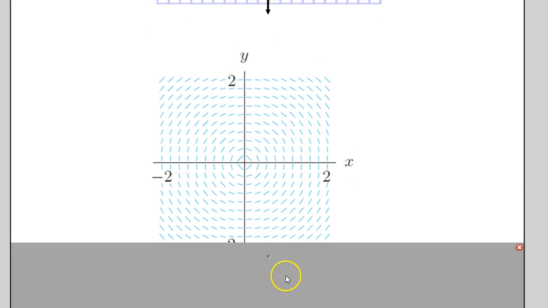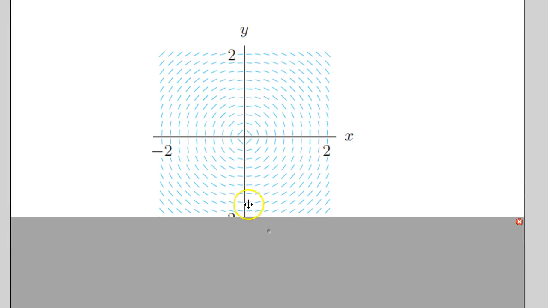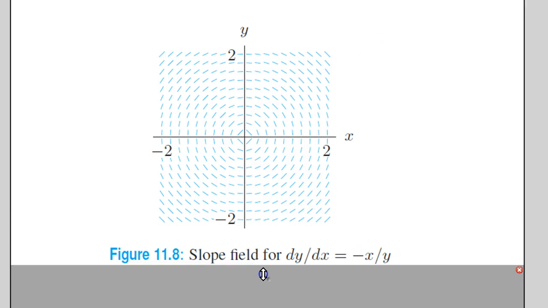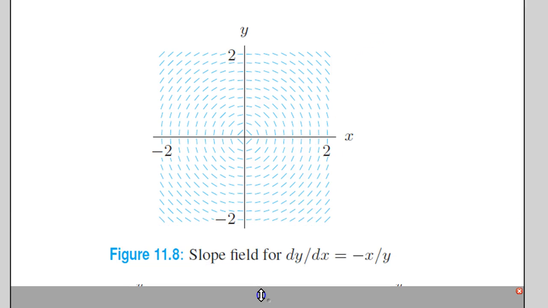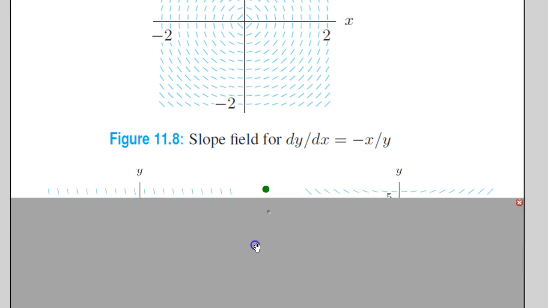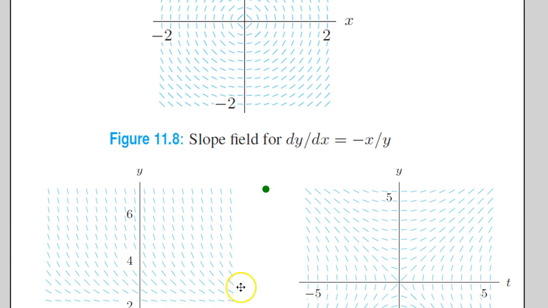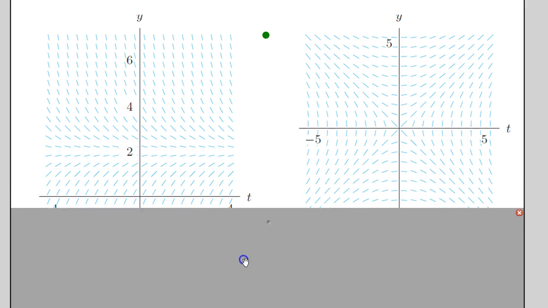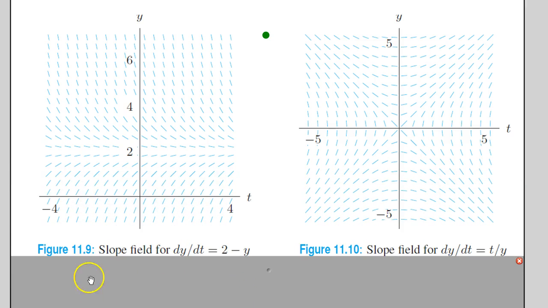And some of you may recognize automatically what the general solution of this slope field would be. It will be, of course, a circle. Okay, x squared plus y squared is equal to 1. And you could differentiate that implicit equation to end up with a first order differential equation of negative x over y.